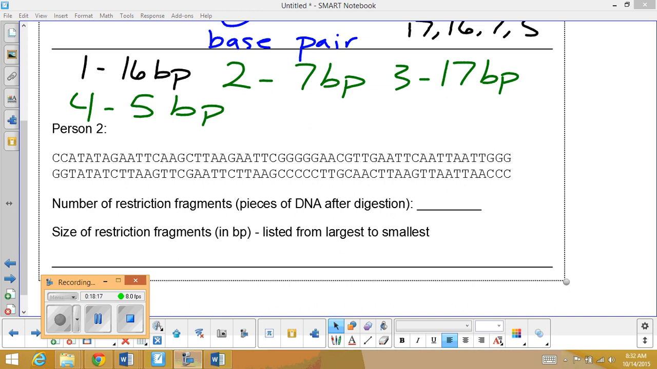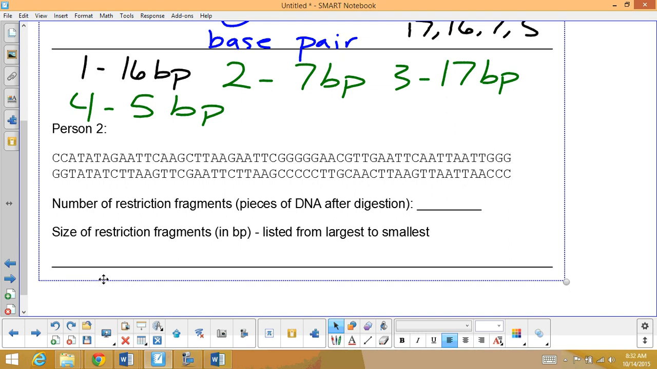Yeah, we're back again. So I need 3 people: 1 to cut it, 1 to tell me how many fragments, and 1 to tell me how big the fragments are. Jacob, I don't think you've gone, so you can get up there and digest it for us, because that's the specific name for how we do it. We digest it. Lindsay, you're going to tell me how many fragments it is. And then, Ellie, I don't think you've gone yet. You can tell me how many base pairs this is.